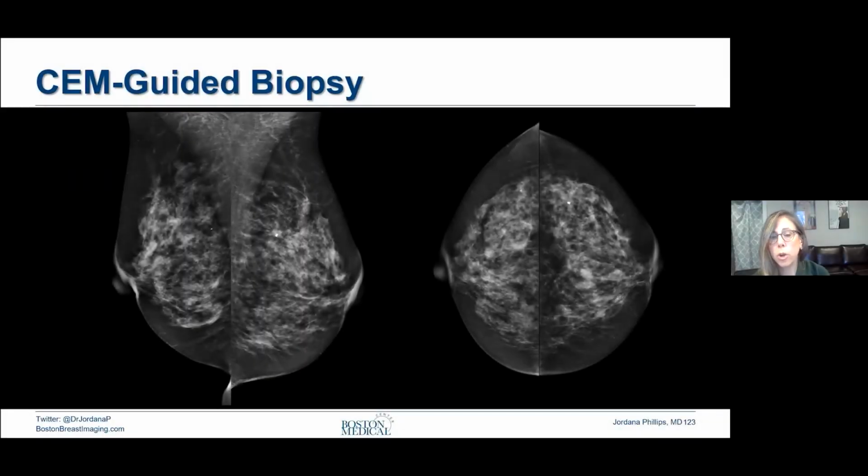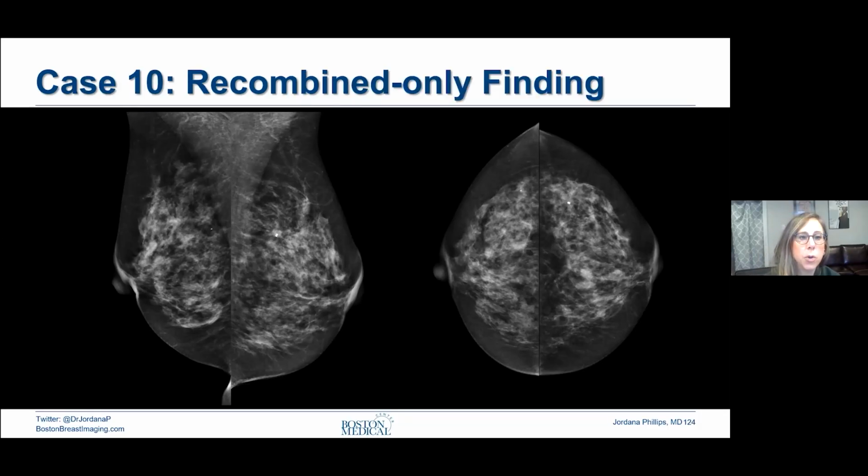Overall, the wonderful thing is that CEM-guided core biopsy is now available. You can get it. It's amazing. I'll show you an example of how that's used. I know we're running out of time. So this was a patient who had a recombined only finding. Let me show you this.